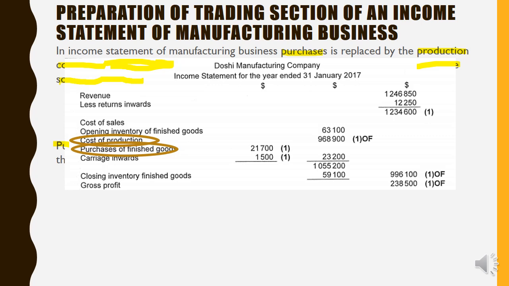Basically, we have learned two types of trading section. The first one is without the purchases of finished goods. Thus, the purchases will be replaced with cost of production. The second one is this one: cost of production plus the purchases of finished goods, and the others we do as normal.